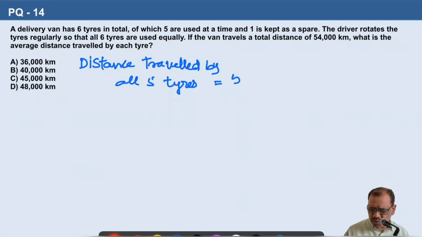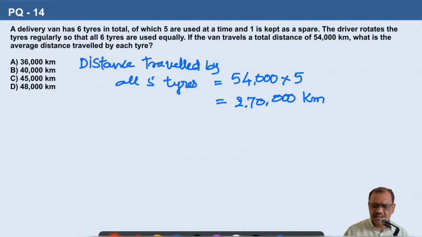The distance traveled by all the 5 tires is 54,000 multiplied by 5. So if you multiply, 3 zeros, 5 fours 20, 2 carry, 5 fives 25 plus 2, 27. So 2,70,000 kilometers. This is the distance traveled by all the 5 tires.